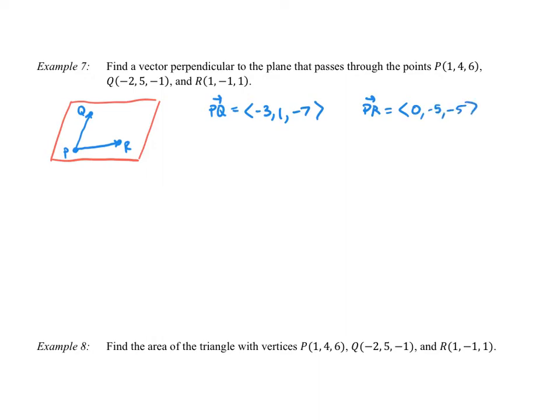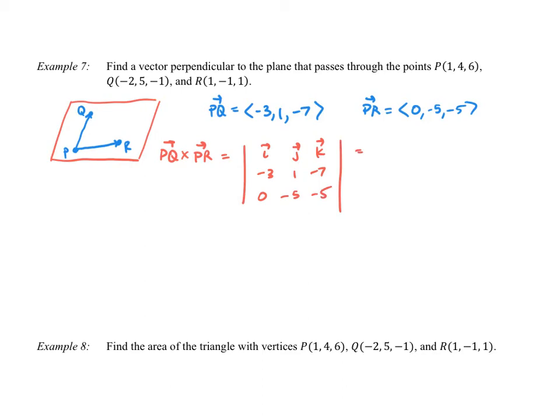All right, we're going to take the cross product between these two. So we have the vector PQ crossed with PR. Could you do PR crossed with PQ? Of course, you'll get the negative version of what I'm about to get. Okay, we have I, J, and K. And the first vector, -3, 1, and -7. Second vector, 0, -5, and -5. And then we'll perform the cross product.